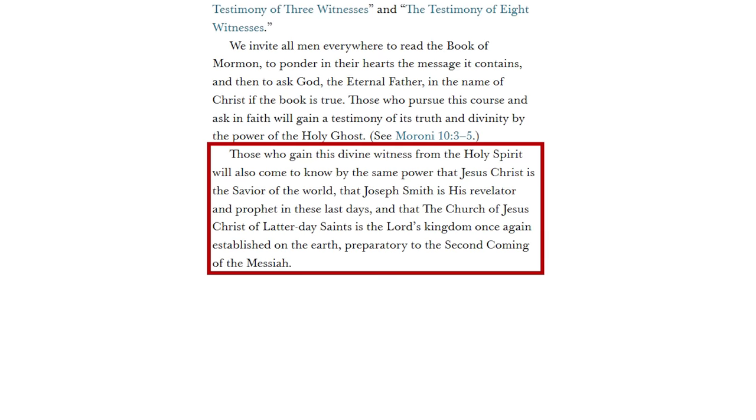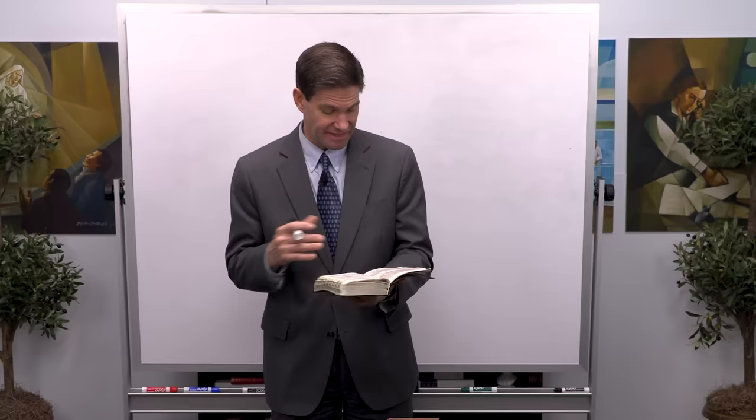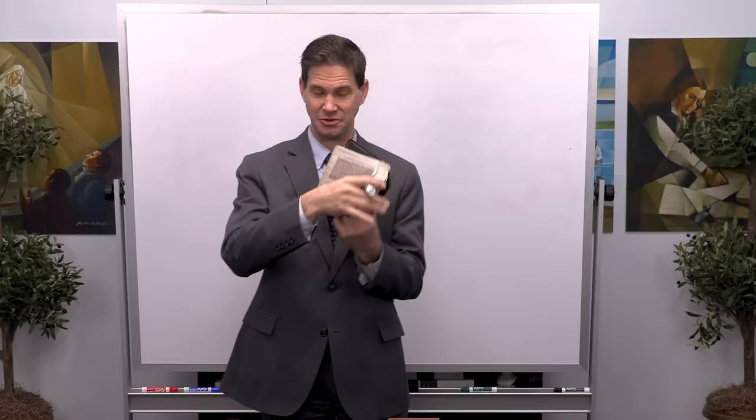And notice in the ninth paragraph there, those who gain this divine witness from the Holy Spirit will also come to know by the same power that Jesus Christ is the Savior of the world, that Joseph Smith is his revelator and prophet in these last days, and that the Church of Jesus Christ of Latter-day Saints is the Lord's kingdom once again established on the earth, preparatory to the second coming of the Messiah. That now leads us to the testimony of the three witnesses, the eight, and then Joseph Smith's own testimony.